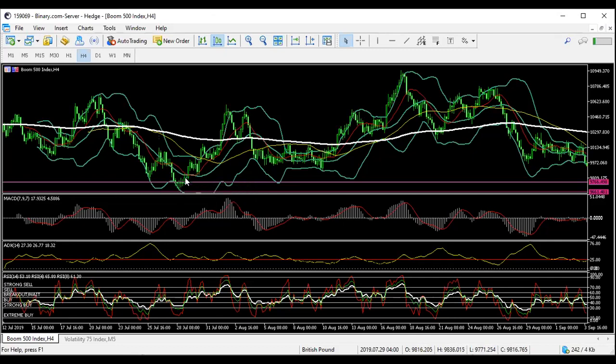It was a resistance here. Can you see that there was a wick under here? It was a resistance here. When this guy broke through it, he came back and retested it as a support. Then it's going back to the next level of resistance. So all these lines are all serving as moving supports and resistances.